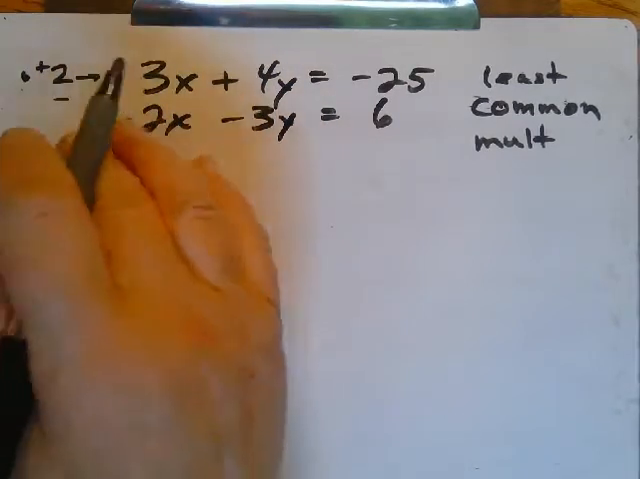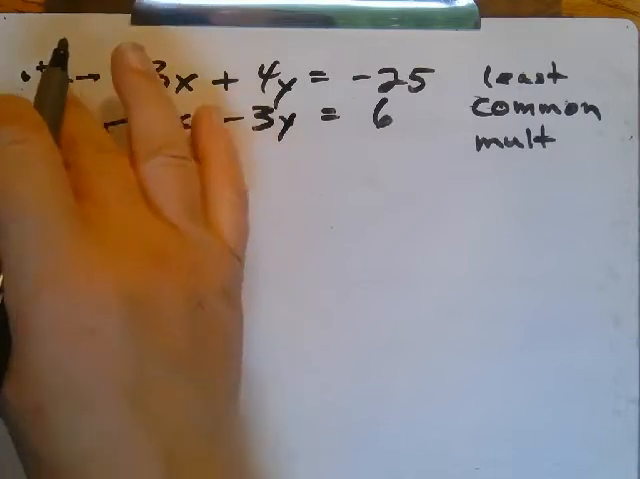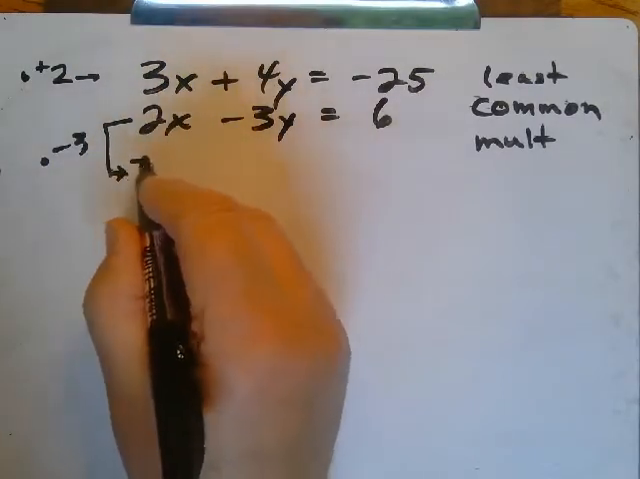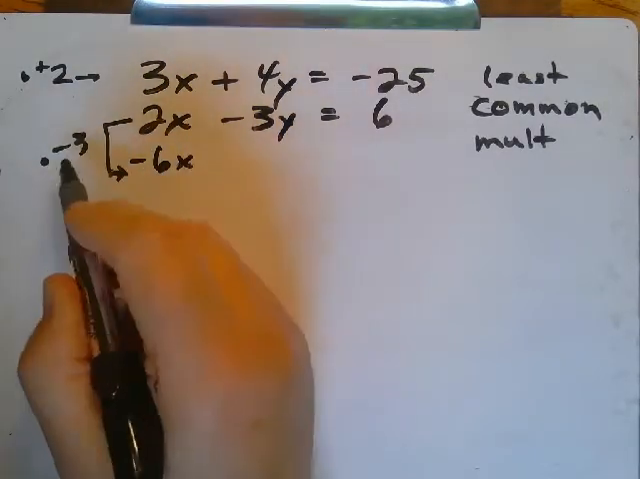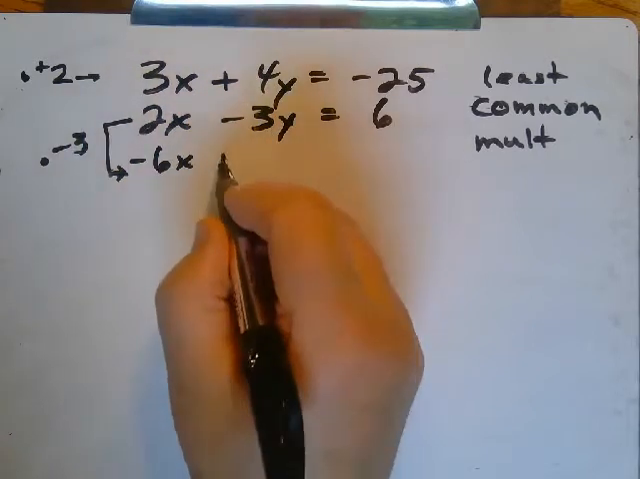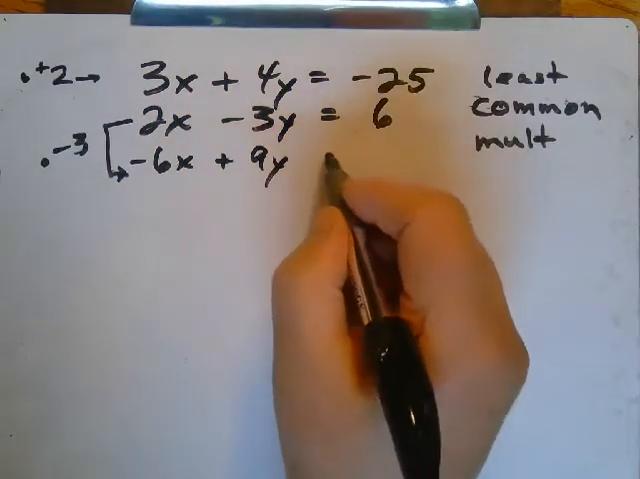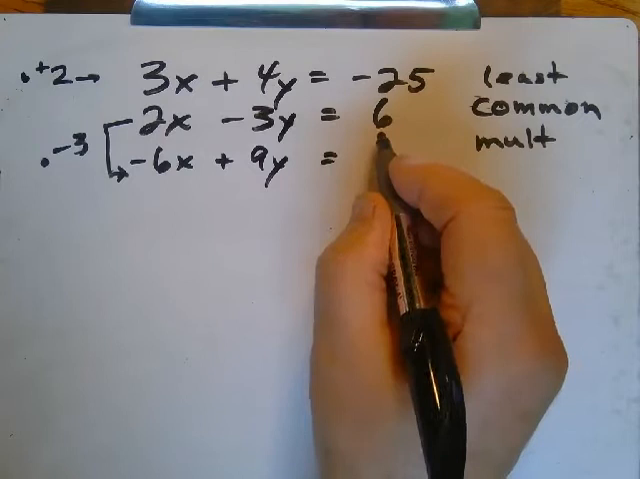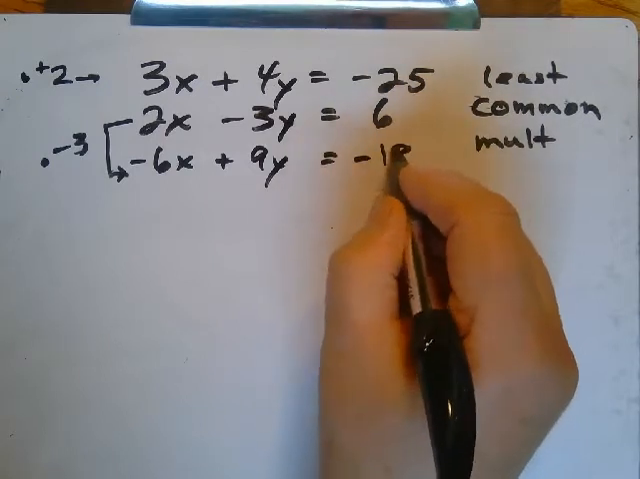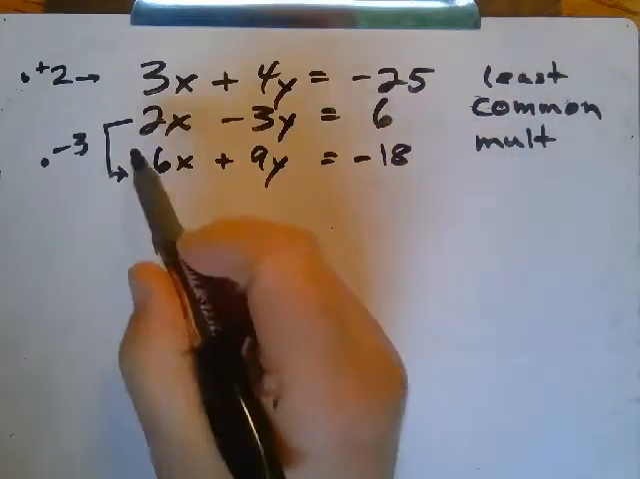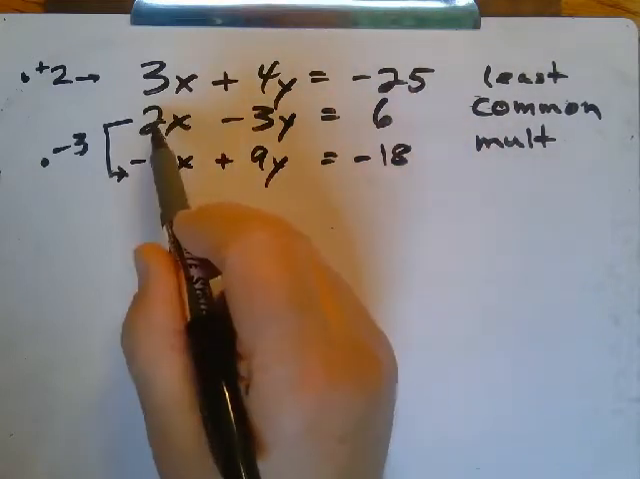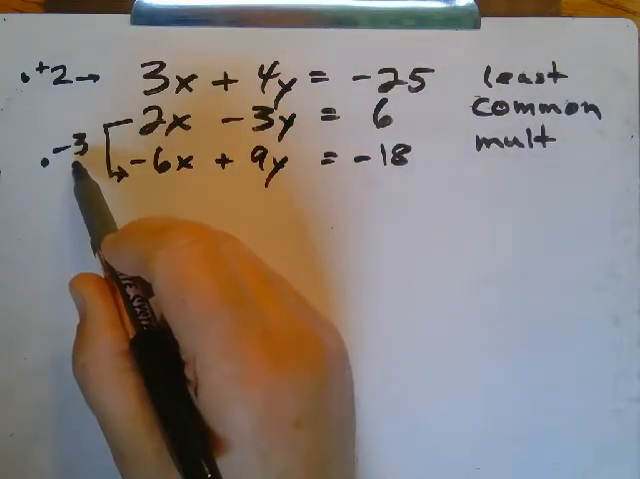That'll work. So let's do this one first at the bottom, okay? Multiplying by a negative 3. Well, 2 times a negative 3 is a negative 6x. Negative 3 times negative 3 is a positive 9y. And I have to multiply this number too. Don't forget that. That's negative 18. So I multiplied the lower equation by negative 3.